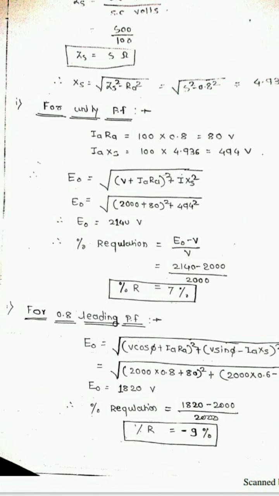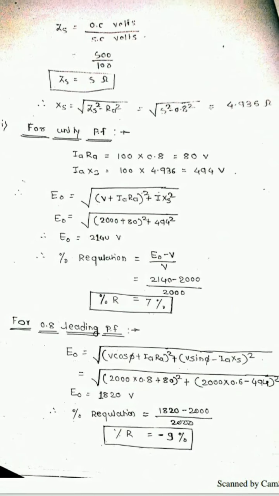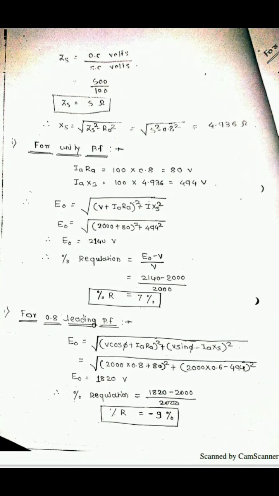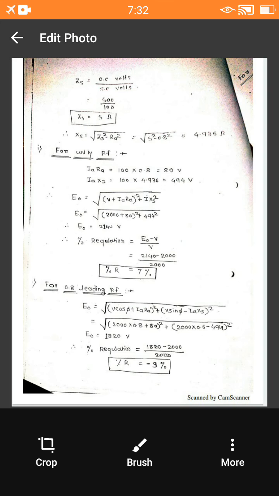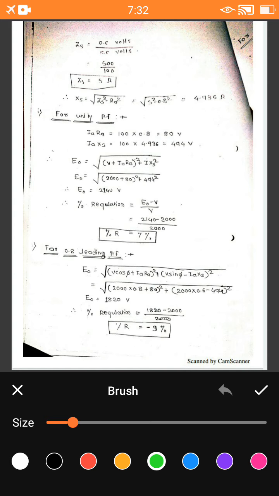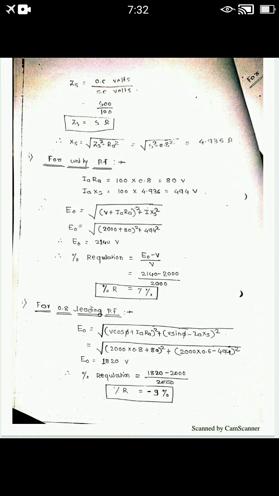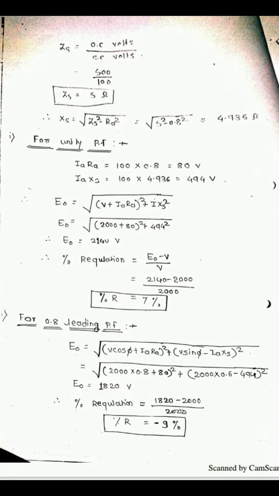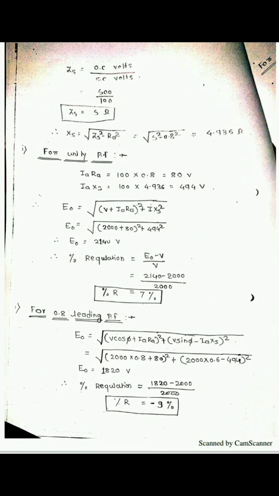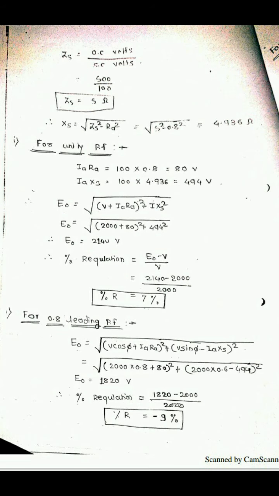So let's solve the second case for 0.8 leading power factor. For a leading power factor, the basic fundamental concept that we know, there should be a change in sign in that particular formula, that is minus, because as we know that for leading power factor the sign is minus. So for finding out the E0, the fundamental formula is square root of (V cos phi plus IRA) square plus (V sin phi minus IA XS) square.